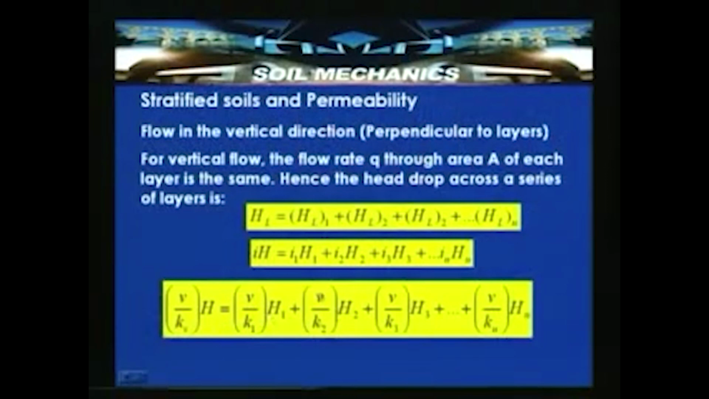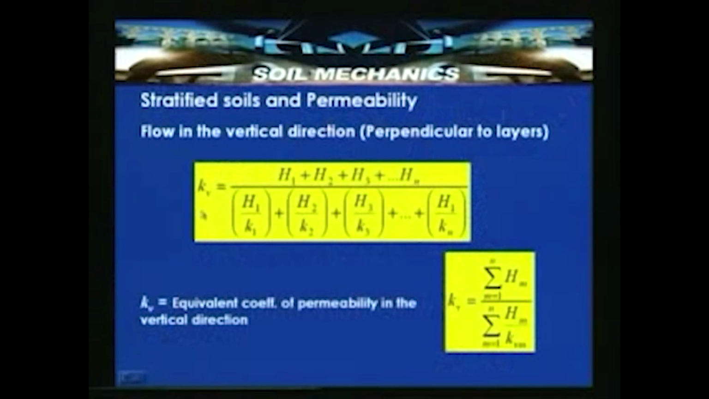So, v/k_v, where v is the superficial velocity, being the flow is the same. What will happen is that it will have the same velocity, v = v_1 = v_2 = v_3 = v_n. So, v/(k_v h) is equal to v/(k_1 h_1), v/(k_2 h_2), v/(k_3 h_3) and so on to v/(k_n h_n). By simplifying this, we get k_v = (h_1 + h_2 + ... + h_n) divided by (h_1/k_1 + h_2/k_2 + ... + h_n/k_n).